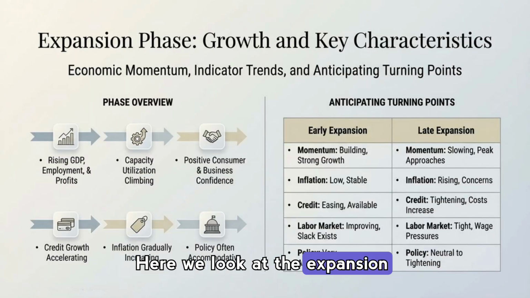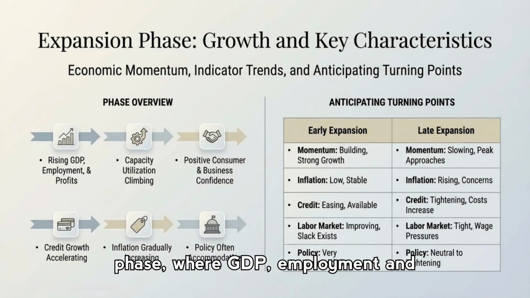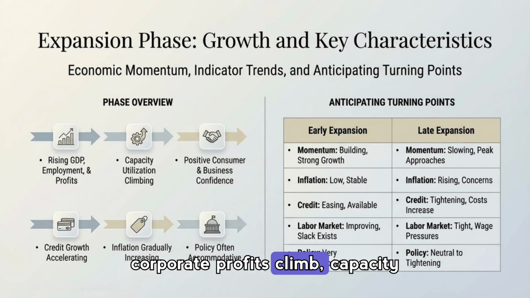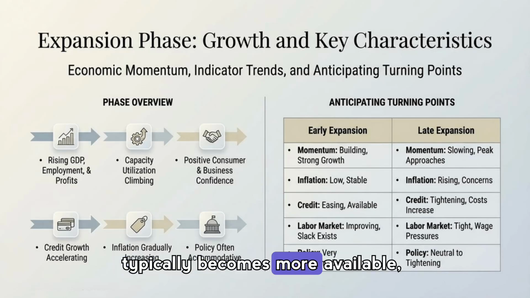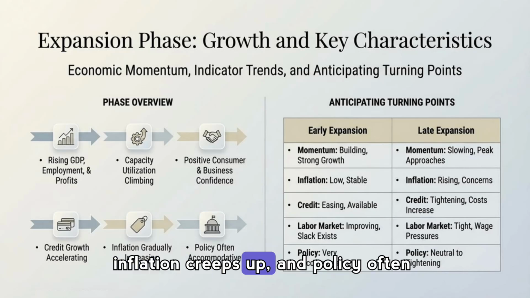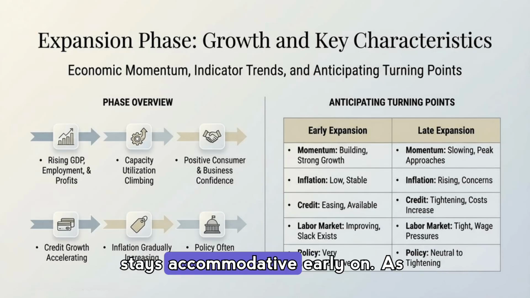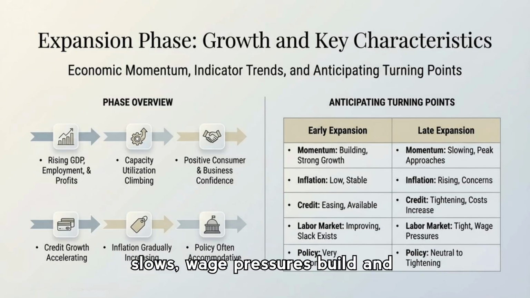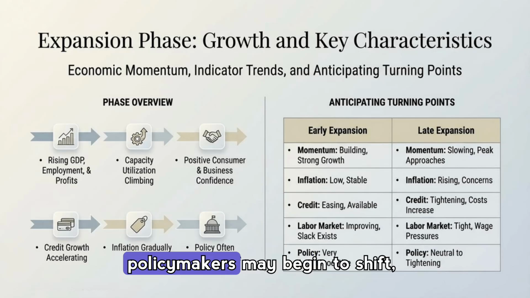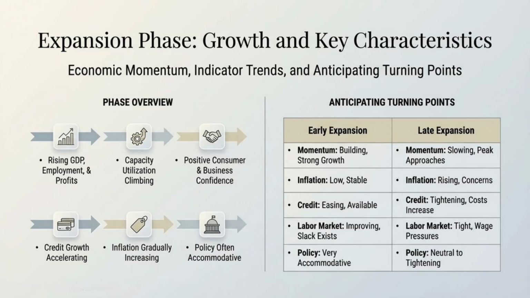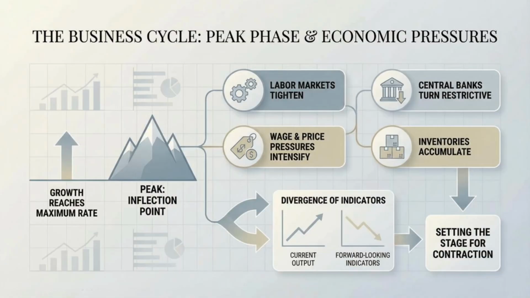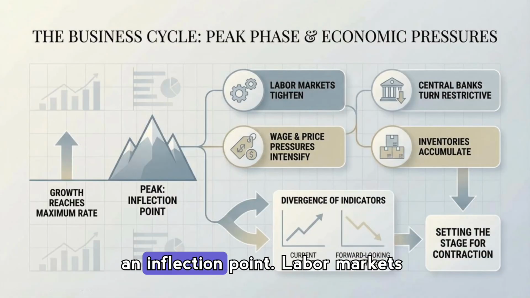Here we look at the expansion phase, where GDP, employment, and corporate profits climb, capacity utilization rises, and consumer confidence strengthens. Credit typically becomes more available, inflation creeps up, and policy often stays accommodative early on. As expansion progresses, momentum slows, wage pressures build, and policymakers may begin to shift, signaling that a turning point could be approaching. At the peak, growth hits its maximum, and the economy reaches an inflection point.